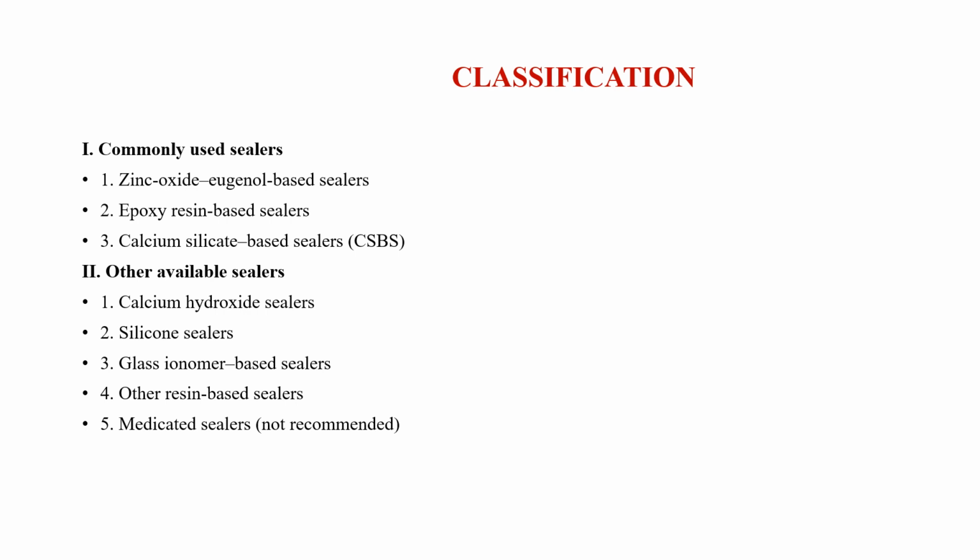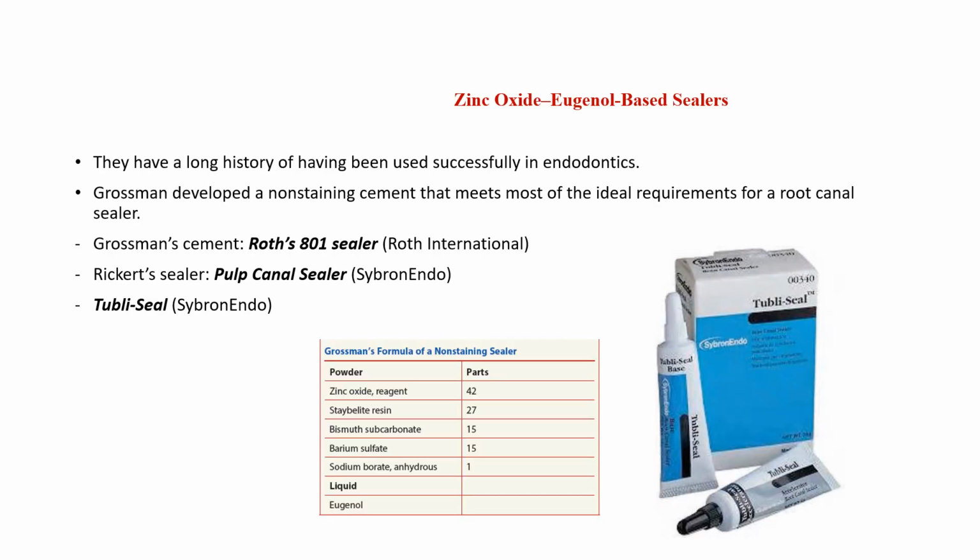So coming on to classification, we generally have commonly used sealers and other available sealers. In commonly used sealers, we have zinc oxide eugenol based sealers, epoxy resin based sealers and calcium silicate based sealers. And other available sealers, we have calcium hydroxide, silicone, glass enamel based sealers, other resin based sealers and medicated sealers. Nowadays, medicated sealers are not recommended. So we will see about zinc oxide eugenol based sealers.